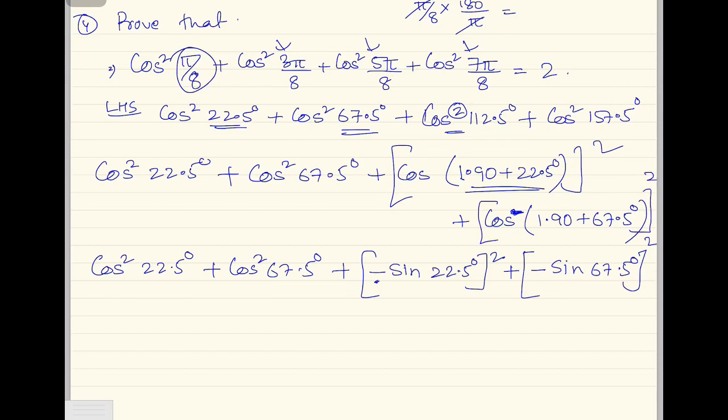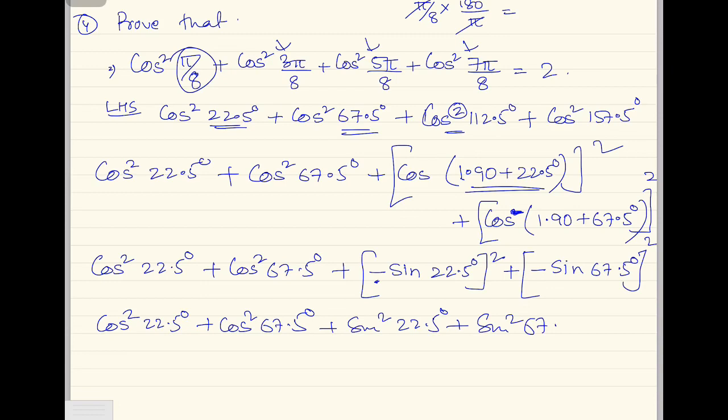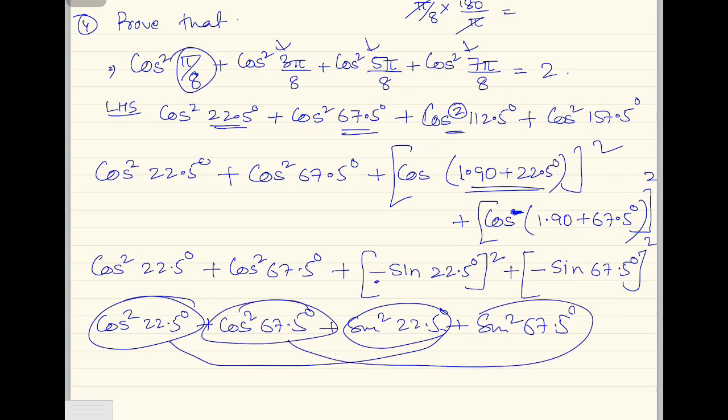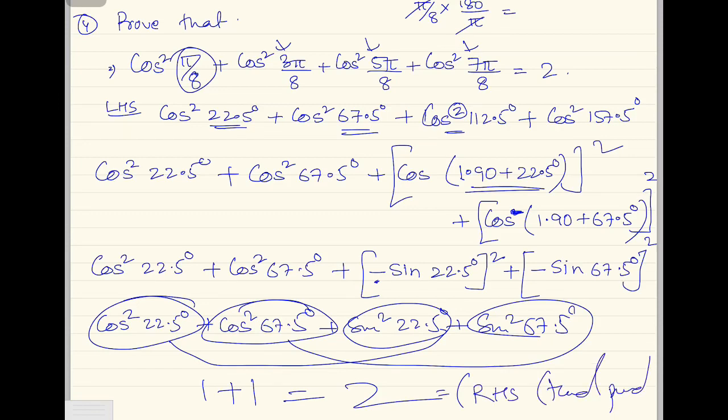So now finally I get cos square 22.5 degree plus cos square 67.5 degree plus sine square 22.5 degree plus sine square 67.5 degree. Now see, these are perfect pairs. Which ones? Cos with sine and cos with sine. So that's 1 plus 1 and the ultimate answer is 2. That equals RHS. Hence proved. Got it?